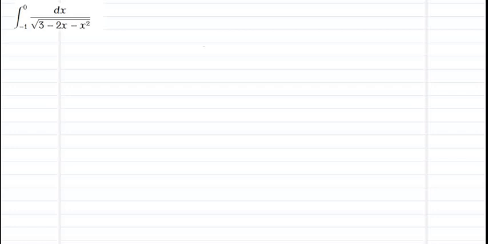Integrating dx over root of 3 minus 2x minus x squared. To do this one first, I can't really see what kind of a function it is. So the best way to do this, I'm going to complete the square of the inside function of the square root. So I have minus x squared minus 2x plus 3.